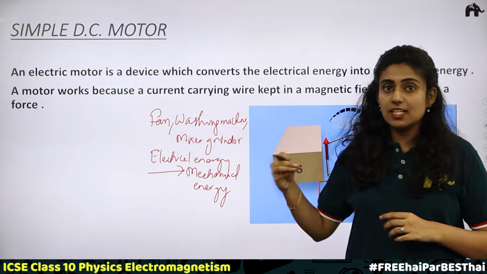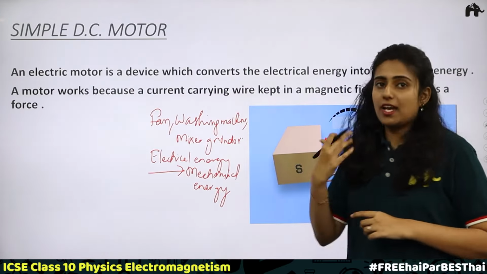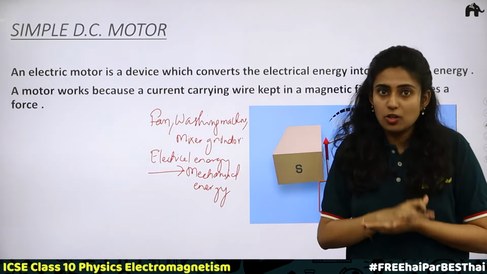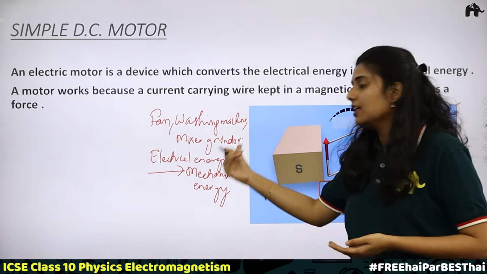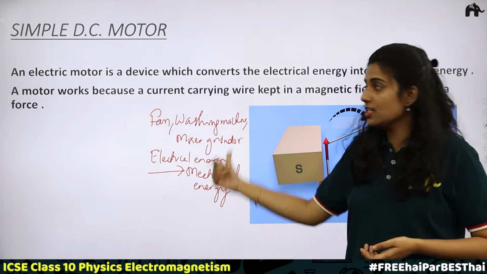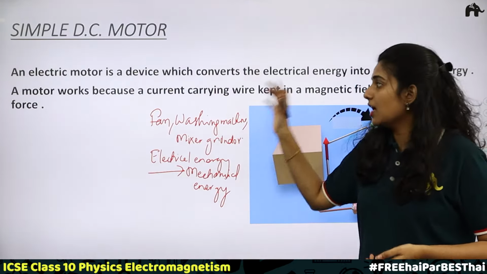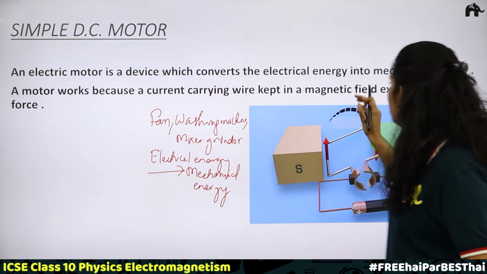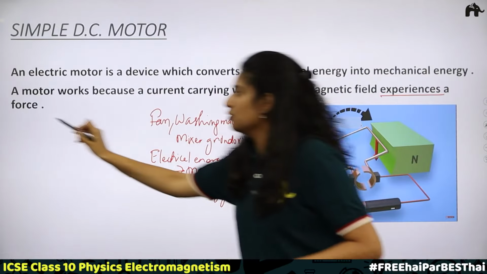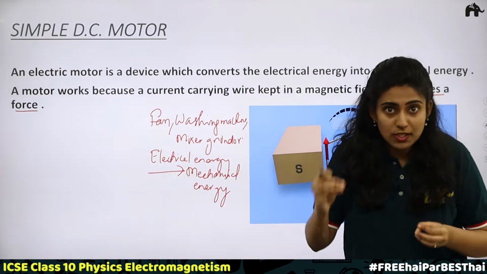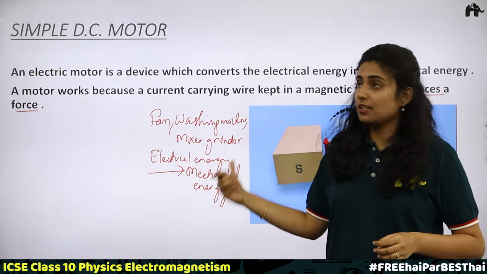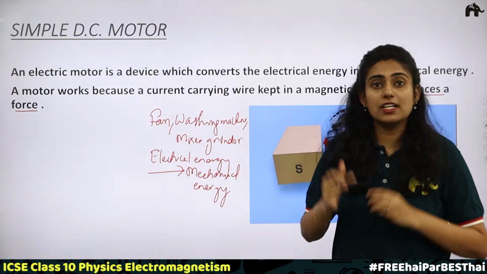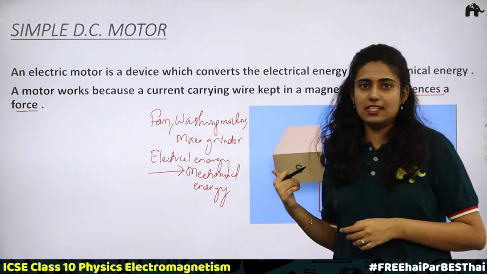So when there is a current carrying conductor kept in a magnetic field, what happens? There is a force created. So this current carrying conductor will start to move, and this motion will help us create the mechanical energy for the devices to work. So an electric motor works because a current carrying wire kept in a magnetic field experiences a force. Only because the conductor is experiencing a force, the motor works. And the working of the motor will help the device work. Clear? We'll be studying the detailed construction and working of this DC electric motor.